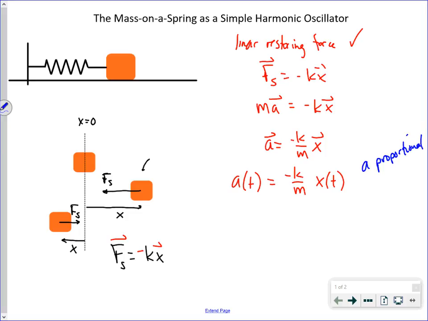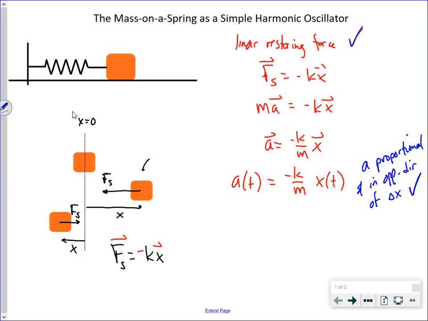And now we have a is proportional and in the opposite direction of delta x. I really should say delta x. All right, so that's another check for simple harmonic motion. Is there a linear restoring force? Yep. And that means that acceleration has to be proportional and in the opposite direction of change in position. Good. Those are two major criteria for an object that is a simple harmonic oscillator.